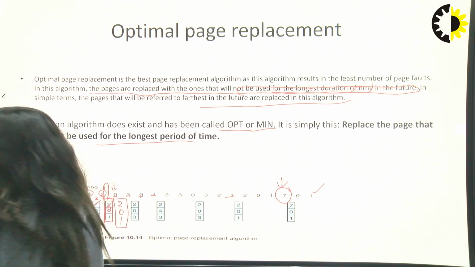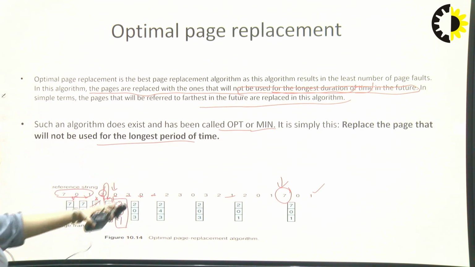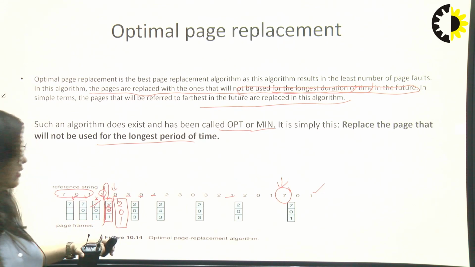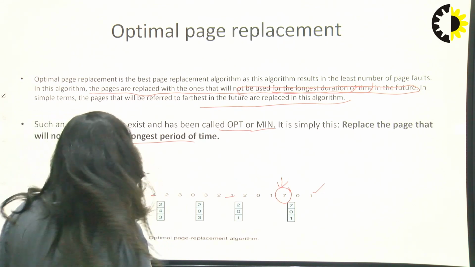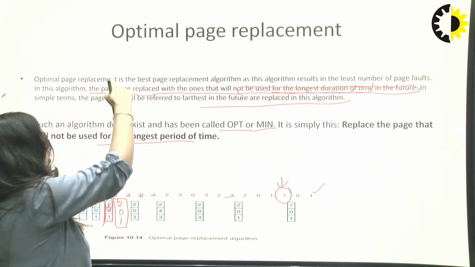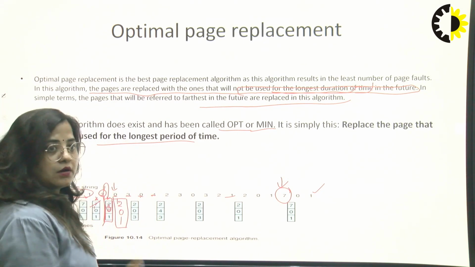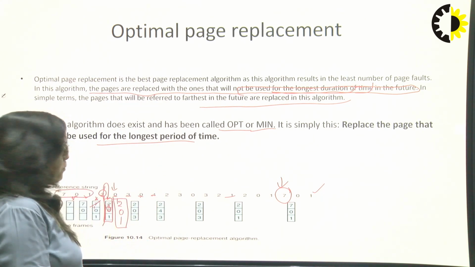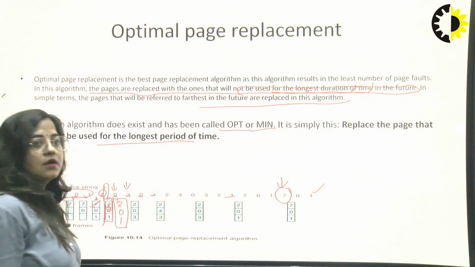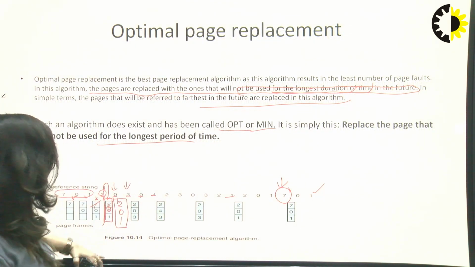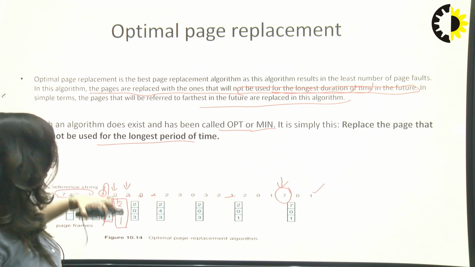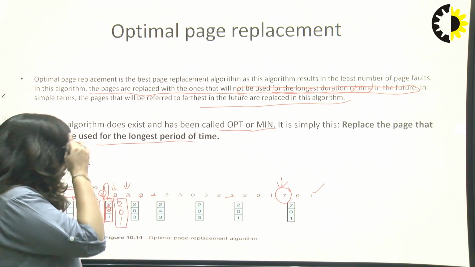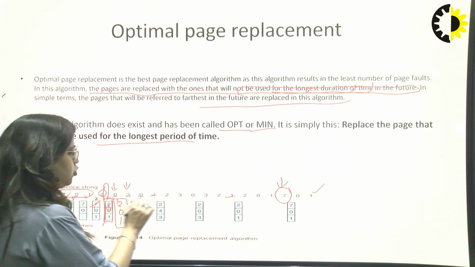Now check again this 3. There is no 3 found, which means a page fault occurs. Now check again which number is replaced by this new number, the new request, using the optimal page replacement. According to optimal page replacement, 3 comes in, replacing one of these 3 numbers. So now again check 2 here.